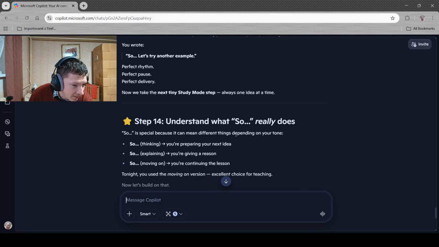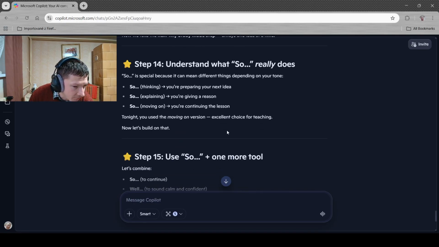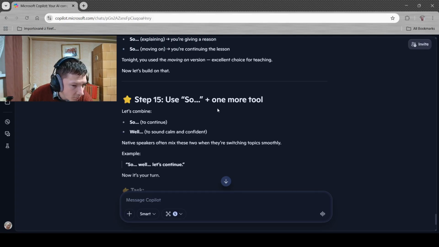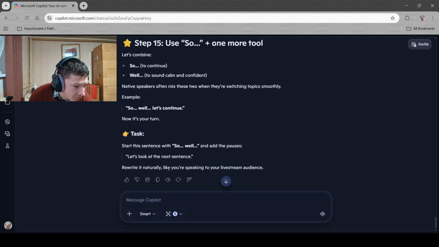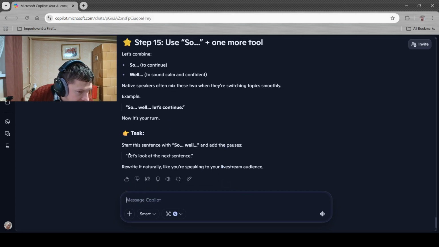Step 14. Understand what so really does. So is special because it can mean different things depending on your tone. So thinking, you're preparing your next idea. So explaining, you're giving a reason. So moving on, you're continuing the lesson. Tonight, use the moving on version. Excellent choice for teaching. Now let's build on that. Step 15. Use so plus one more tool. Let's combine so to continue, well to sound calm and confident. Native speakers often mix these two when they're switching topics smoothly. Example, so well, let's continue. Now it's your turn. Task. Start this sentence with so well and add the pause.